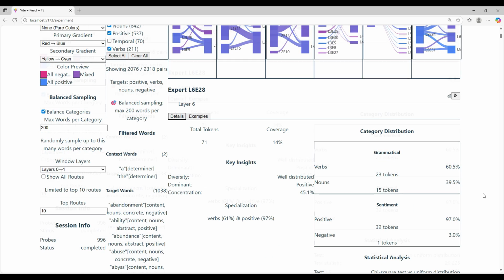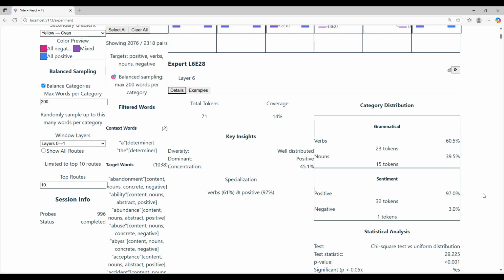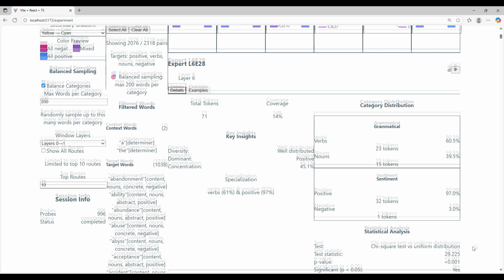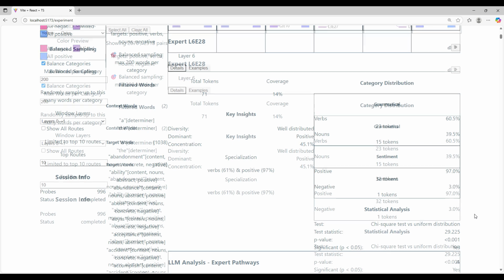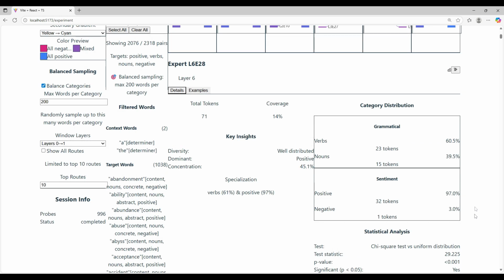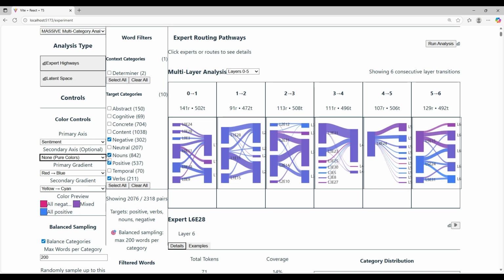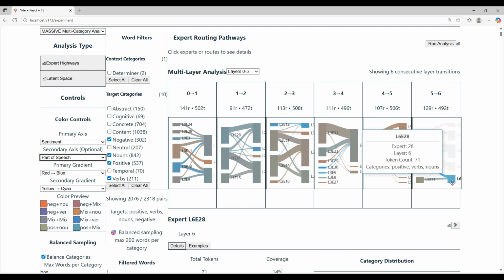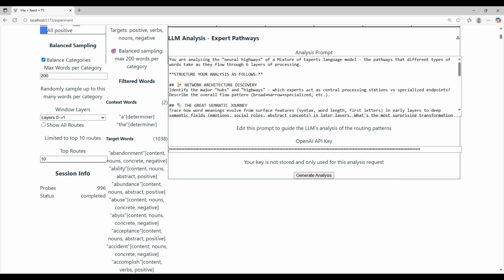You can see its specialization, very positive, the category counts, and the statistical significance, which we like. That gives us a clear picture of what this expert is focusing on. Now let's look at the color controls. We can add a secondary axis, and with color blending, we start to see interesting combinations. Notice the note here. Visually, it matches what we saw in the expert card, showing that it is handling a mixture of positive words. Now let's move to the LLM insights.